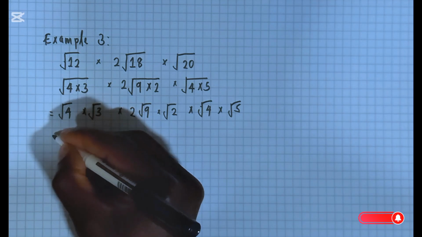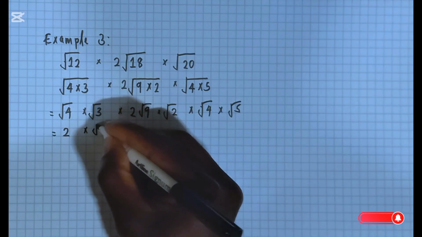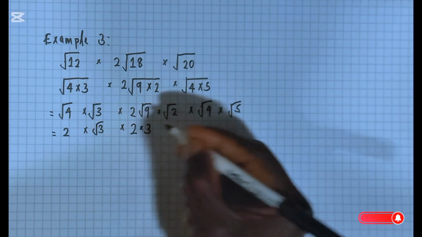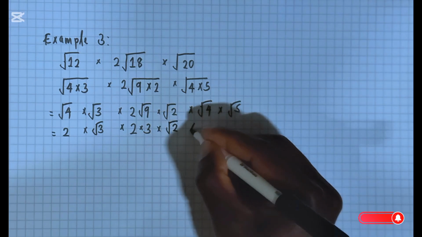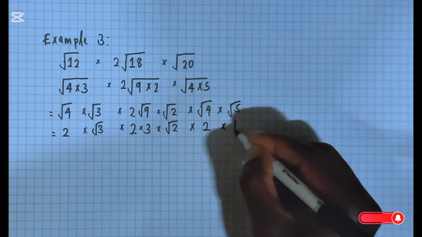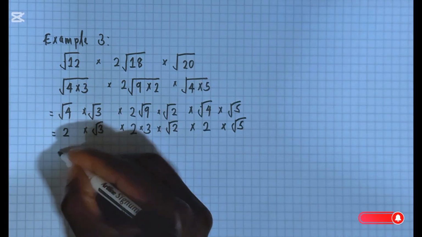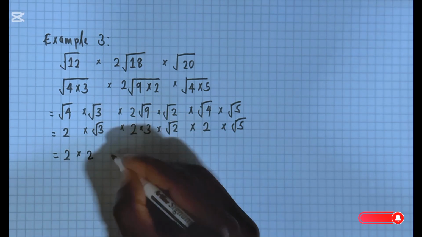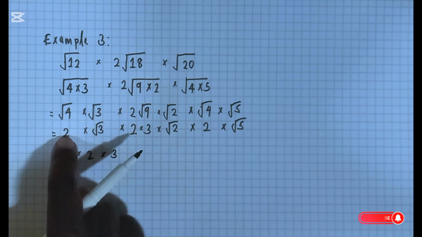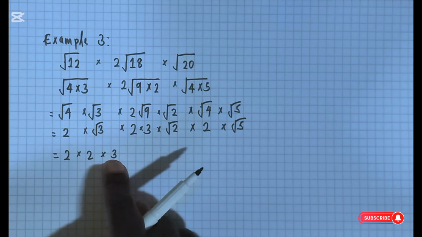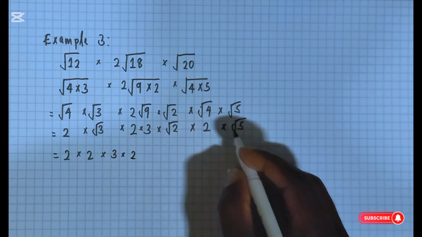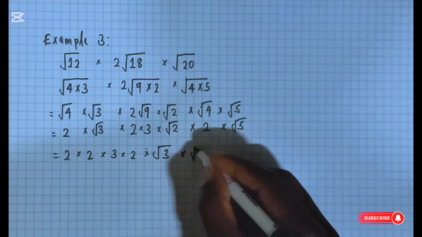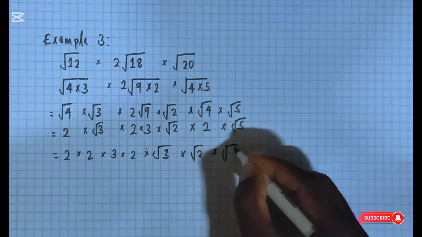Okay, so the root of 4 is 2, times root 3, times 2 root of 9, which is 3. So that's going to be 2 times 3 times root 2, times the root of 4 here, which is 2, times root 5. So this basically means that we're going to have 2 times 2 times 3. We are multiplying the whole numbers first, without surds. So 2 times 2 times 3, times 2.